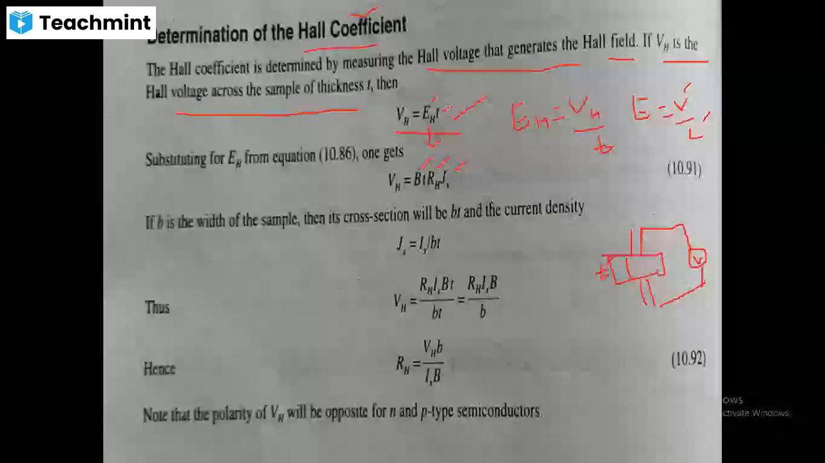Then if b is the width of the sample, remember we have this conductor like this, its thickness is t and breadth is b. Thickness is t, breadth is b. If b is the width of the sample, then its cross section will be b into t. That is, the thickness into breadth gives you the area b into t. Then the current density is given by Jx equals Ix divided by bt.